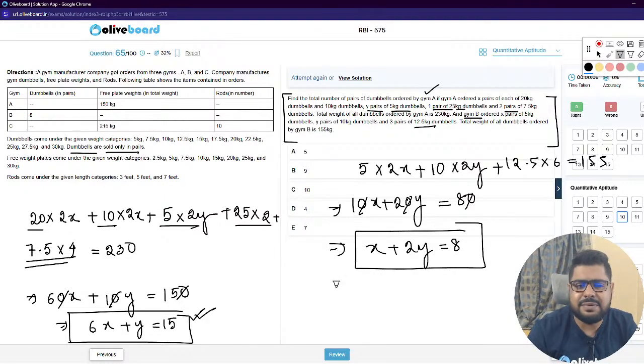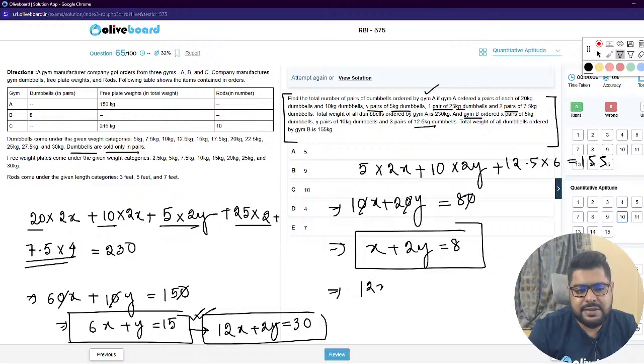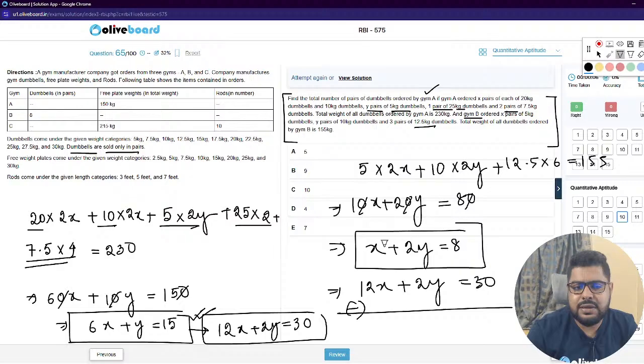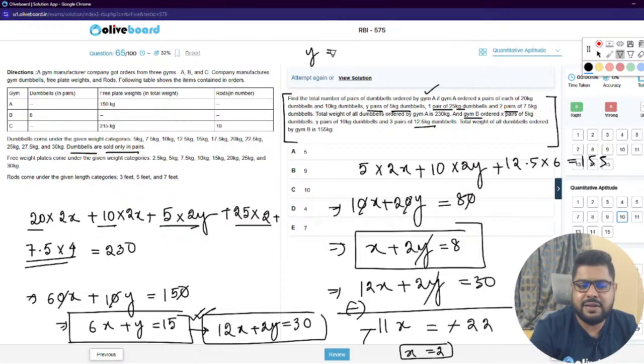Find the values of this. So multiply by 2. 12x plus 2y is equal to 30. So 12x plus 2y equal to 30, sir. Subtract, sir. It is 11x, 2y gone. It is 22. So X is 2, sir. X is 2 means y you can figure out from here. Y is 15 minus 12, that is 3, sir.